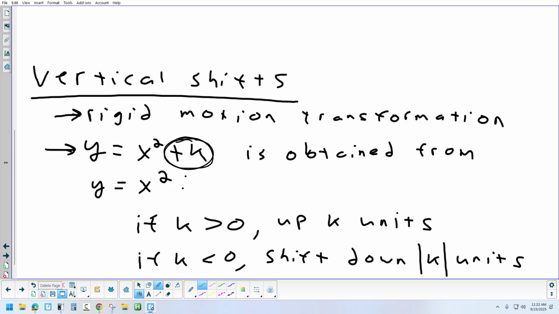Yes? Wouldn't K also be C? So it depends on how we write it. I'll talk more about that in a little bit.